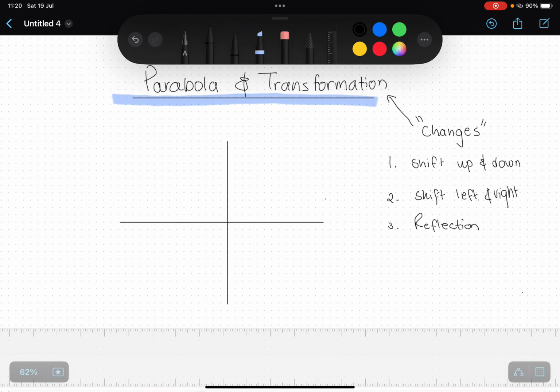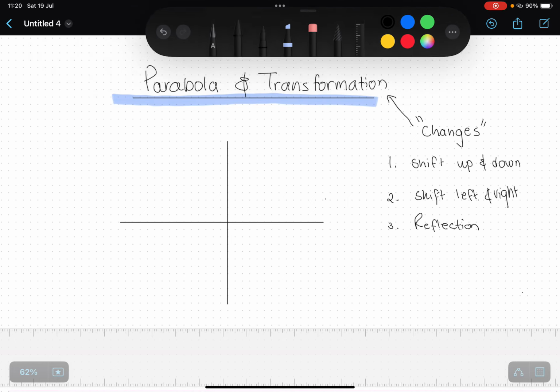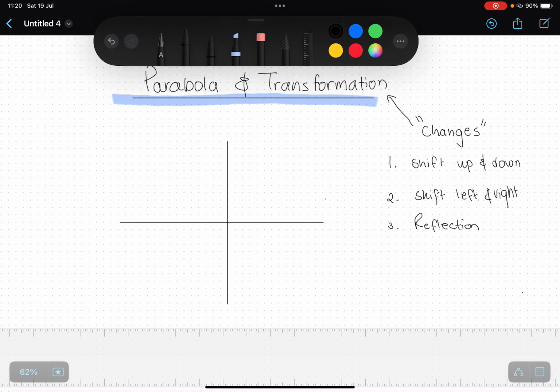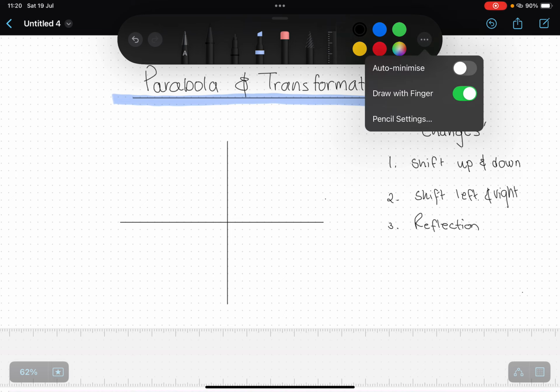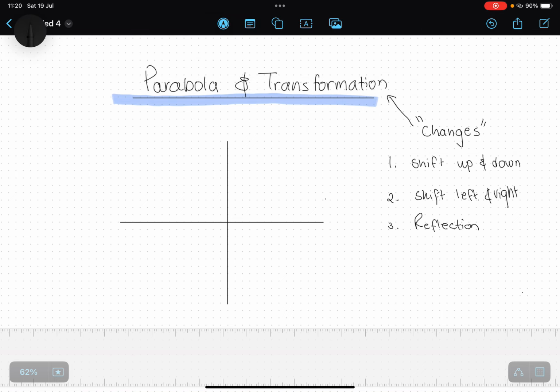Welcome to the video on parabolas and transformations. Now, I will do basically a simple example, and then I'm going to show you one that is more challenging that you could possibly see in more like a test or exam situation.